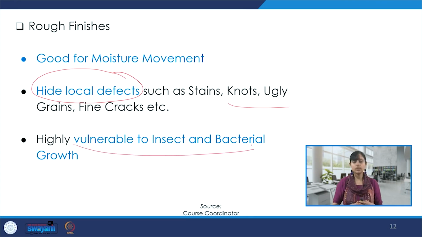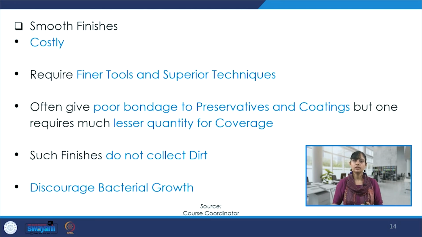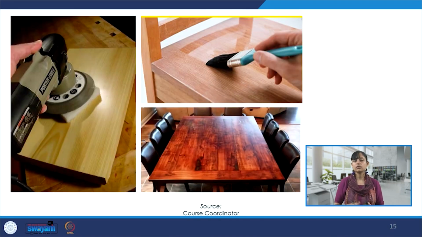They are vulnerable to insect and bacterial growth. That's another disadvantage. So these are some of the examples that you see here on the screen, which are rough finishes when we talk about timber. Then the smooth finishes, they are smooth as the name suggests, they are expensive, they require finer tools and techniques to work with them. They give poor bondage to preservatives and coatings compared to what we saw in the case of rough finishes. They do not collect dirt and they discourage bacterial growth. That's an advantage here. These are some of the examples that you see for the smooth finishes in wood.